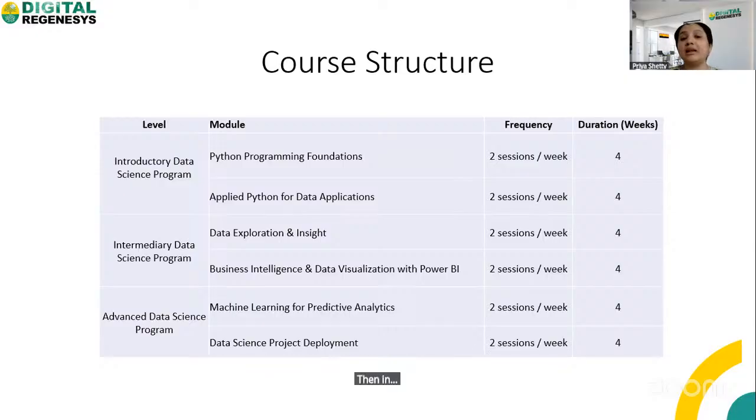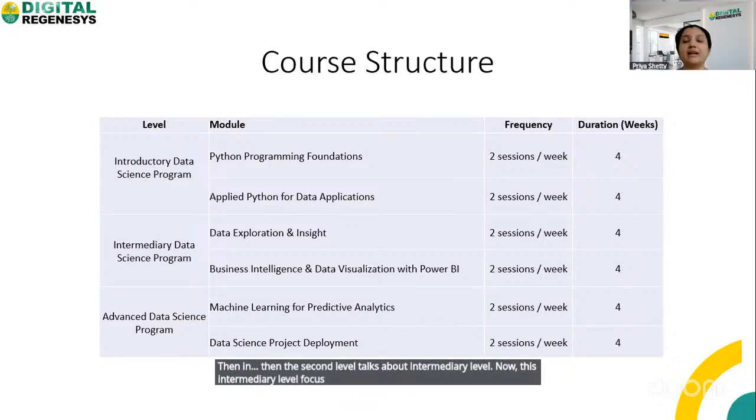Then the second level is the intermediary level. This intermediary level focuses on exploring your data. As I said, you collect the data, and there's a huge process of cleaning the data, processing the data, and visualizing the data, right?